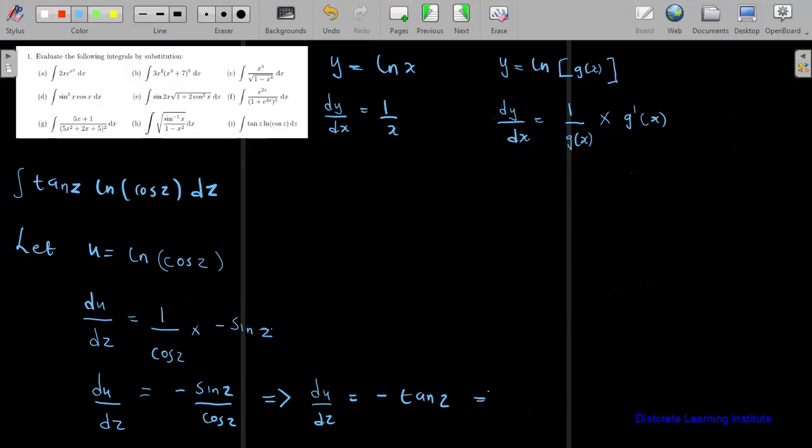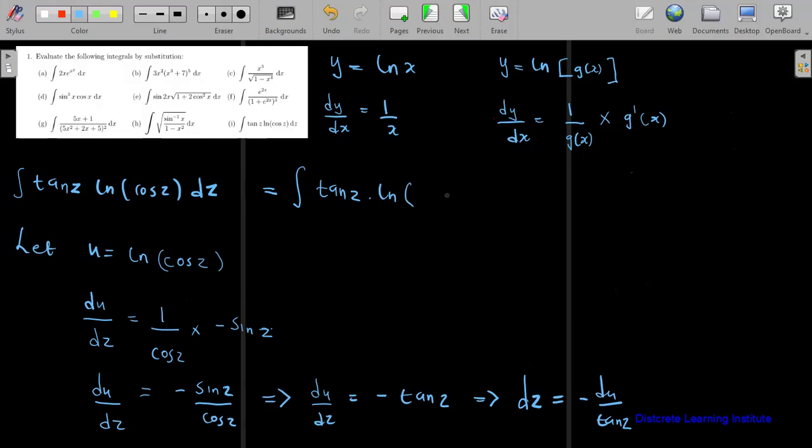Remember that the integrals we were doing were all in terms of x, and this one is in terms of z, so I'm making dz the subject of the formula. You're going to have dz equal to negative du over tan z. So this is my dz and this is my u. Then we go back to our integral and replace.